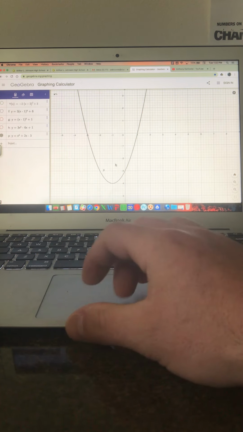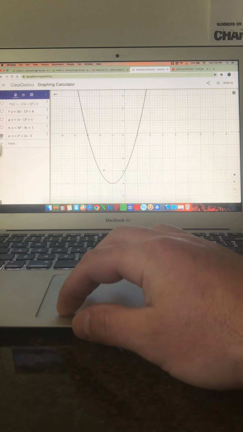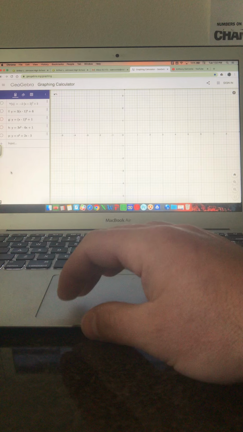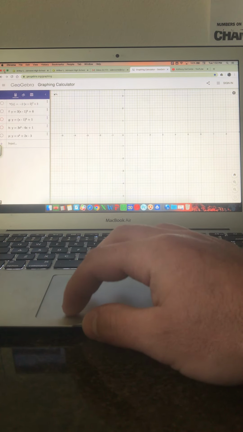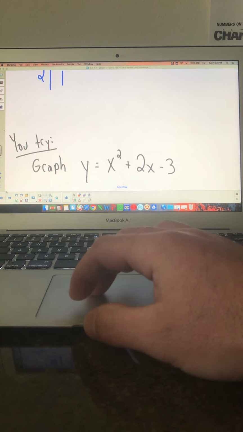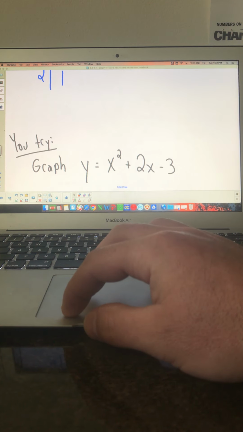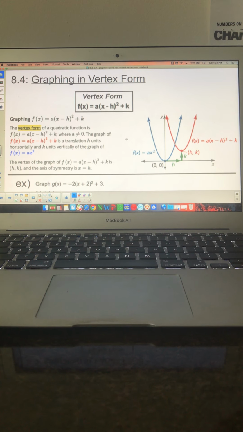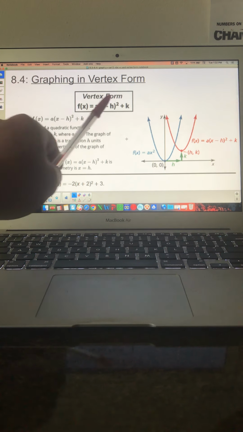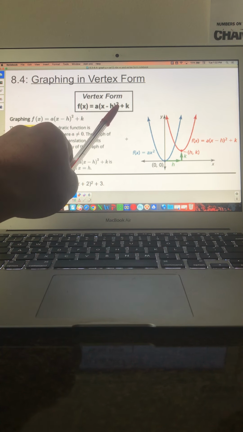Now, last part of this. Because that vertex continually moves and it's not sitting in the middle anymore when B shows up, when we got that number in place of B, they express the graph in a different form, and it's something called vertex form. So now it's still a quadratic because it's squared.